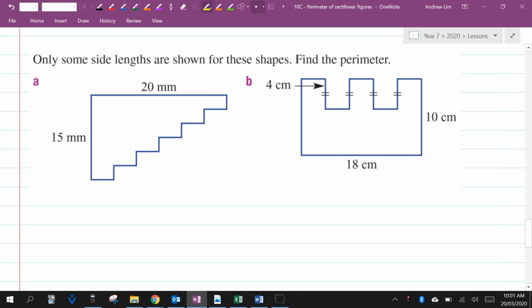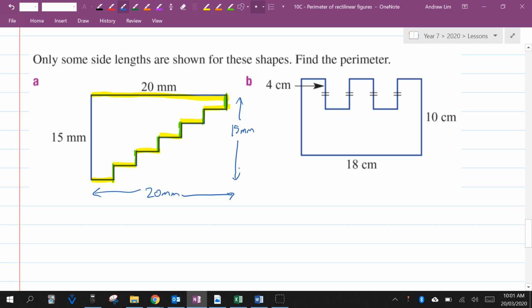So, here we can see that this plus this plus that plus that plus that plus that will actually equal to the entire length of that, which is 20. So let me write that like this, from here to here. But we can also see that this length plus each of these ones, all of those will equal to 15 millimeters.